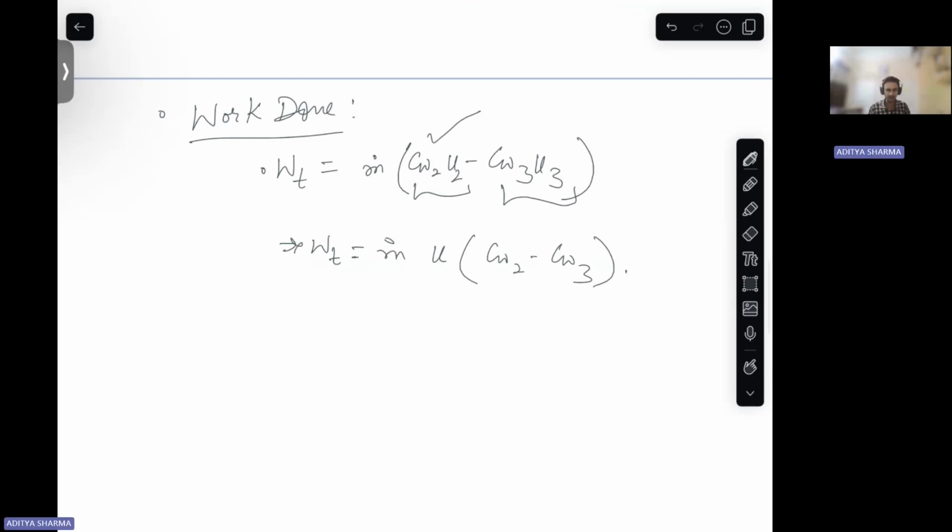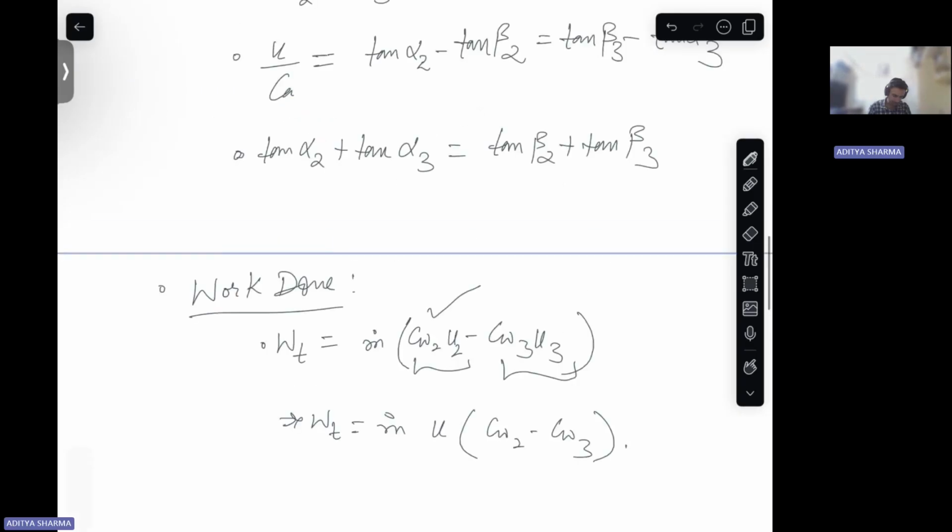Then there is an expression for the change in total temperature of the whole stage. But then I believe I should skip that, right? You can have a look at this expression or formula from lecture number 34.